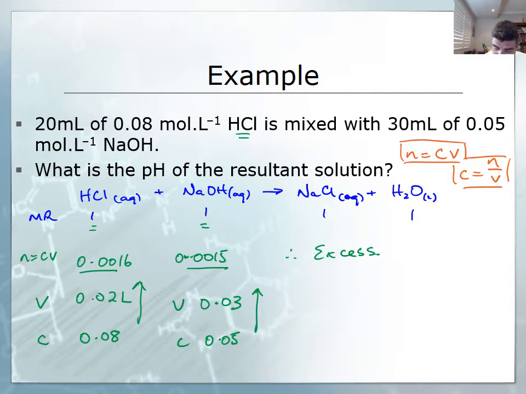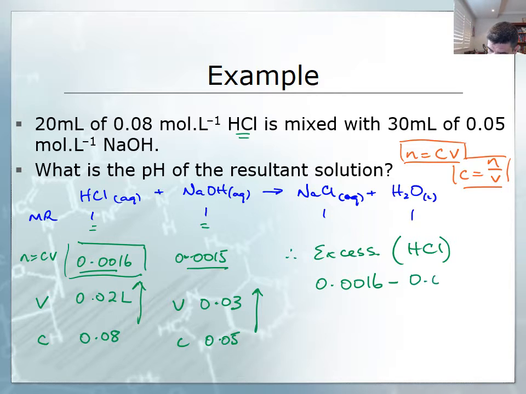The excess in this case is going to be the greater one, which is the excess HCl, and that will be found by subtracting the number of moles of sodium hydroxide, for the neutralization, from what we have of the hydrochloric acid. So we will have 0.0001 moles. Now, the only problem with this particular one is this is our number of moles. This is not our final concentration.